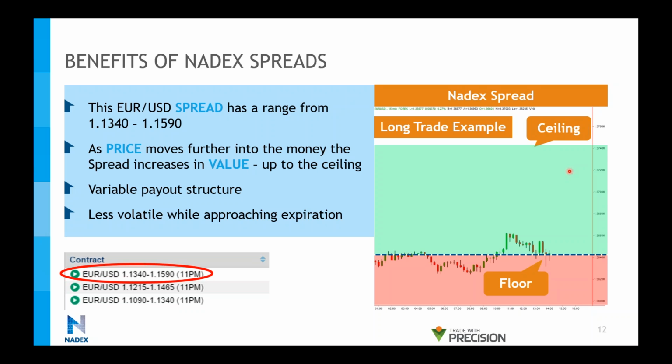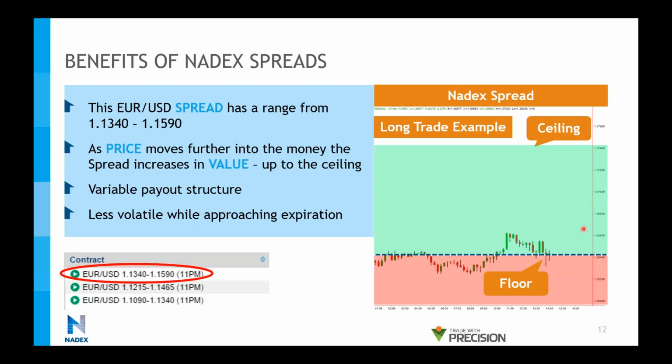You have a variable payout structure, huge difference to normal binaries. With binaries, it's always this all or nothing, 100 or nothing at all at expiry. Here, it's really, okay, where is price of the underlying within that range? And that's the payout price.